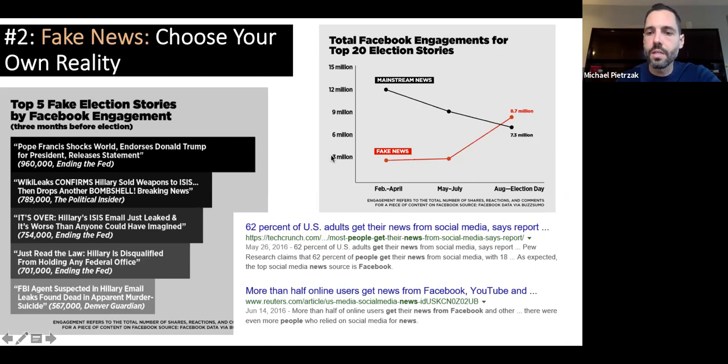So look at this. This is from, what year was this? This was top Facebook engagements for top 20 election stories. So this, I believe, was 2016. And it's showing us here how many election stories were out there. It's from Facebook. The source is BuzzSumo. So these were stories showing up on Facebook. How many were mainstream news? So that's your CNN, that's your New York Times, that's your Fox News, versus fake news.